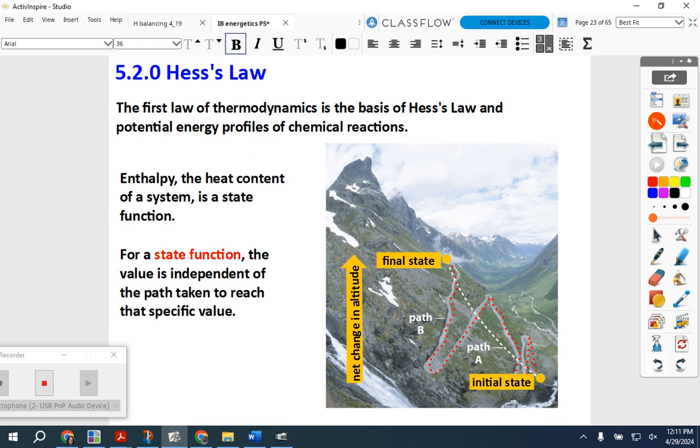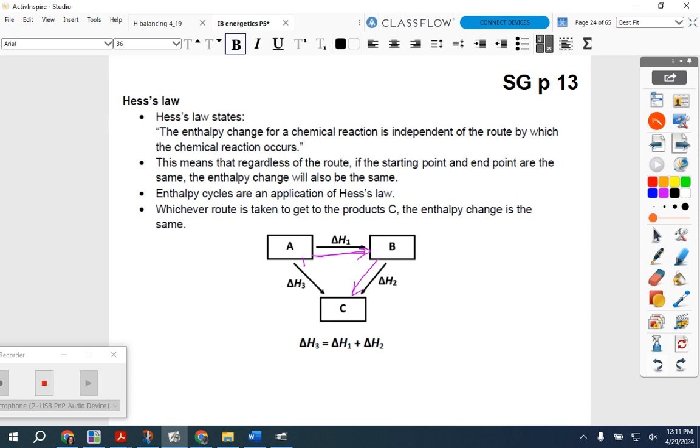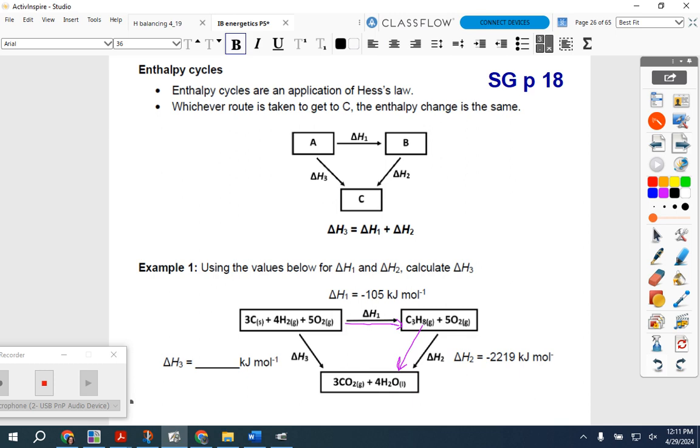And so we use this to be able to find the change in enthalpy of reactions for which we can't directly measure it. And so there's sort of three versions of this that we're going to talk about. So on page 18, it starts talking, we're going to jump around on the pages because I don't quite love the way he puts this section together.